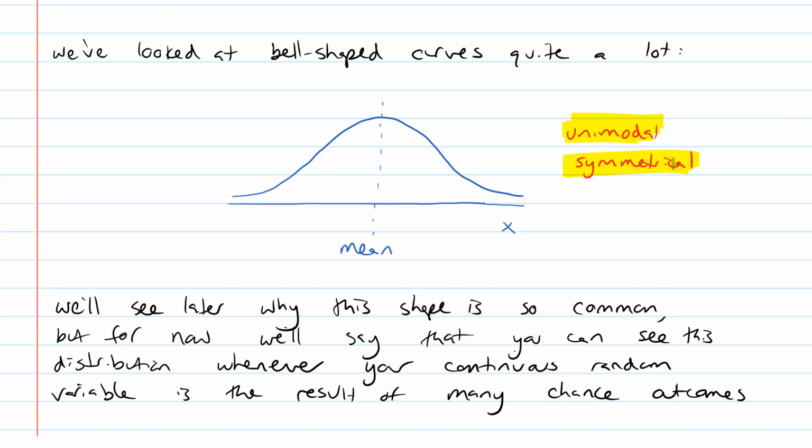Now, you can continue to call this a bell-shaped curve, but statisticians call this the normal distribution. And there's another term for it as well. If you're in physics, it's often referred to as a Gaussian, but we're just going to go ahead and call it the normal distribution.